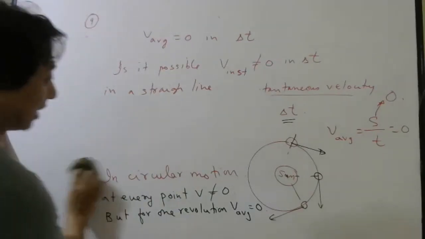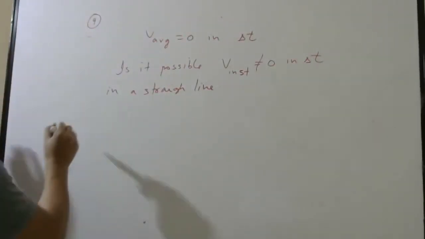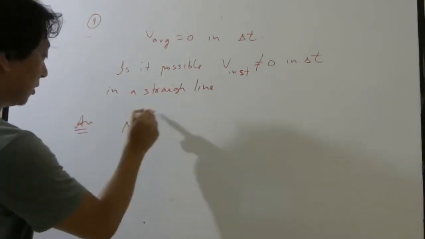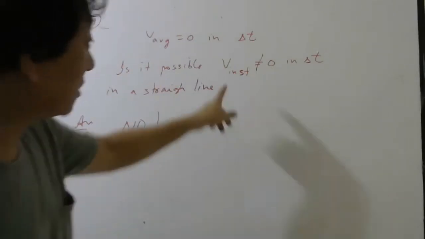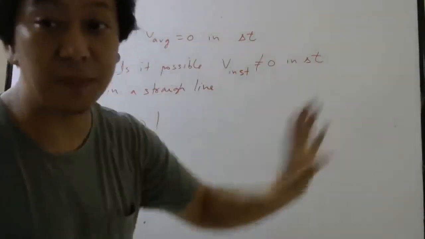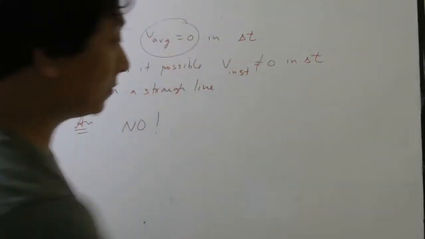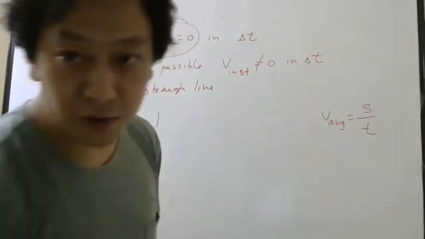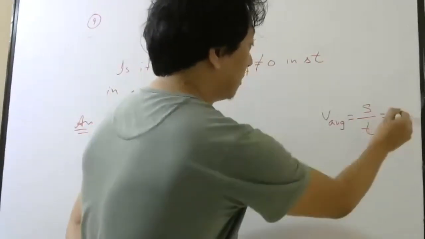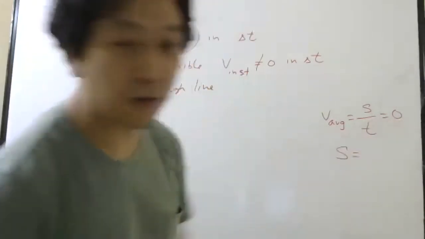Now, if it is a straight line, it is not possible. Look here. Now the answer is no. It is not possible for average velocity to be 0 without instantaneous velocity becoming 0 at some instant. Why, sir? See, they want average velocity to be 0. That means displacement by time should be 0. So if this is 0, what should be the displacement?